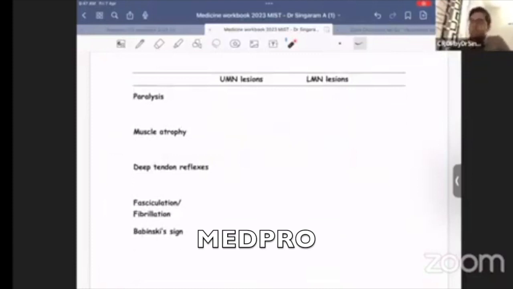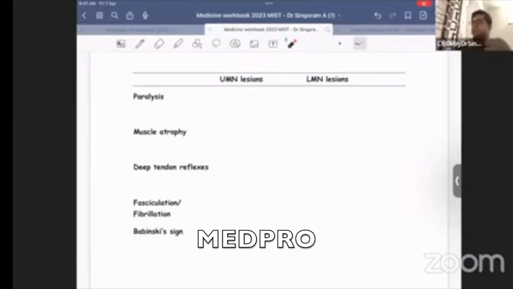Now, based on whatever I have discussed till this time, try to tell me: stroke is an example of which, upper motor neuron or lower motor neuron? Any comments? I had discussed stroke yesterday, correct? Whether it's an upper motor neuron or a lower motor neuron lesion.